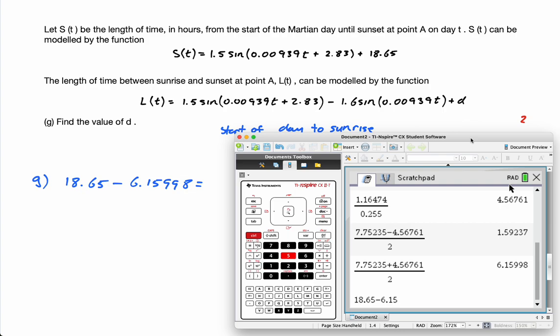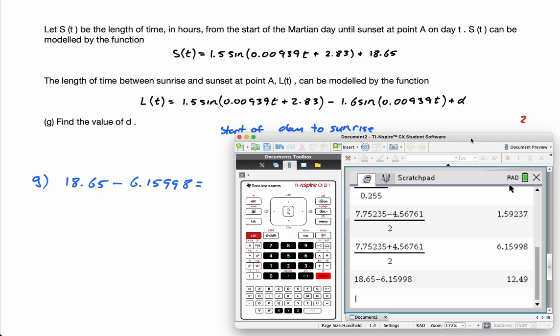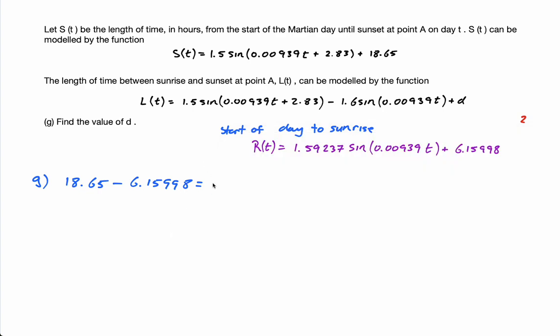So 18.65 minus 6.15998 gives me 12.49. So d is 12.49. Okay, that's part G.